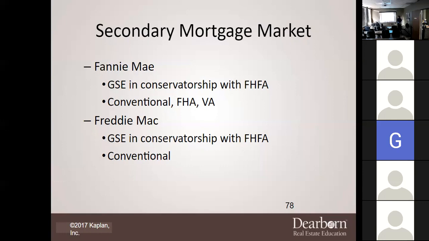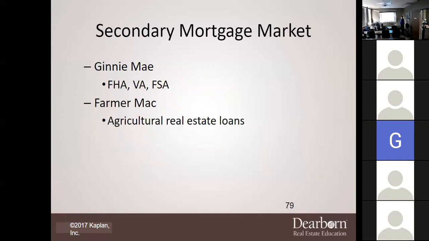So as long as loans are what we call conforming, what does conforming mean? They are consistently the same, then they can be bought by Fannie and Freddie, which are governmental entities. Okay. There is also Ginnie Mae, which also deals with FHA, VA, and FSA, and Farmer Mac, which deals with our real estate loans, our agricultural real estate loans.